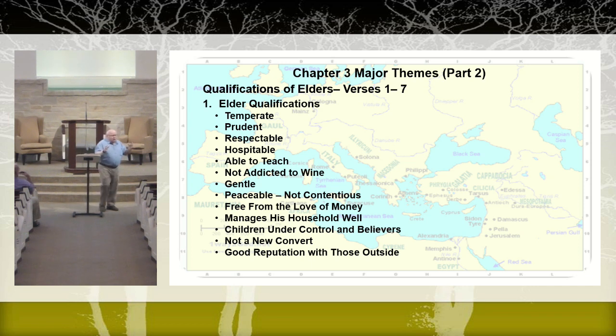Isn't that a weird combination to pull out of the air and put? Don't get drunk with wine for that's dissipation, but be what? Be filled with the Spirit. Now, why would Paul do that in Ephesus? By the way, he's writing to Timothy, who is in Ephesus, right? So we've got sort of another little opening into what's going on there.